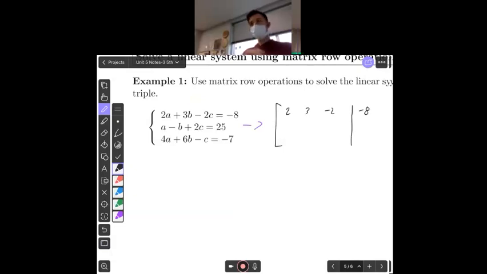Double, triple check, because if you make a mistake right now, everything after this is going to be screwed up. So watch all those signs. And then I've got 1, -1, 2, and then 25. And then the last row, 4, 6, -1, -7.